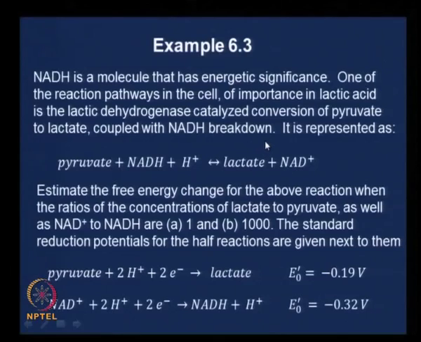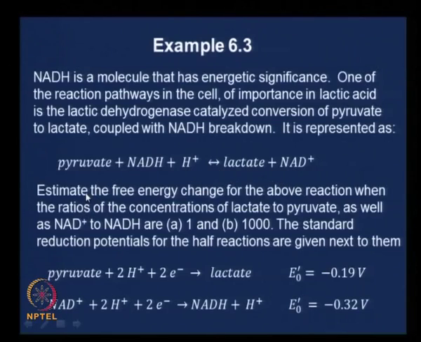So, of importance in lactic acid production is the lactic dehydrogenase catalyzed conversion of pyruvate to lactate coupled with NADH breakdown. This NADH breakdown also happens when lactate is replaced with ethanol in some organisms. This is represented as pyruvate plus NADH plus H plus giving you lactate plus NAD plus.